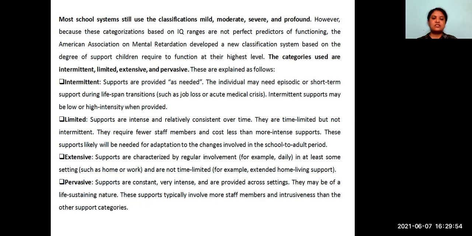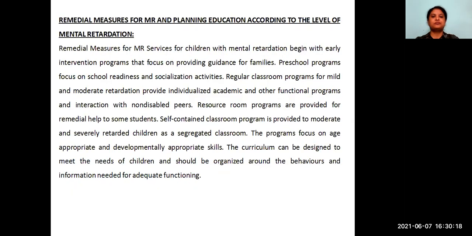Then when we talk of extensive, supports are characterized by regular involvement in at least some setting and not time limited. And when we talk about pervasive, supports are constant, very intense, and are provided across the settings. They may be of a life-sustaining nature. These supports typically involve more staff members and intrusiveness than the other support categories.